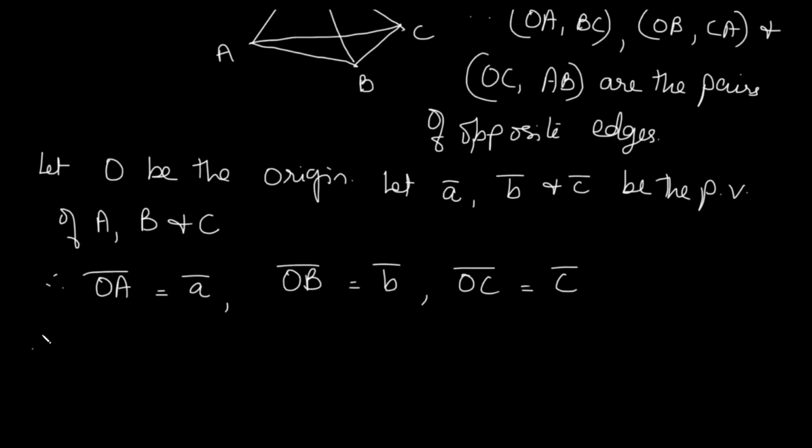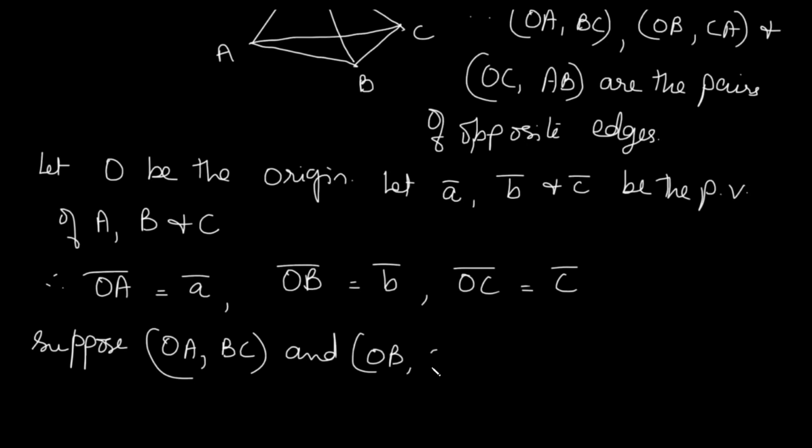Now, suppose we take the two pairs of opposite edges as perpendicular. Suppose in this case, OA and BC, and OB and CA, are edges which are perpendicular to each other. That means OA is perpendicular to BC and OB is perpendicular to CA.